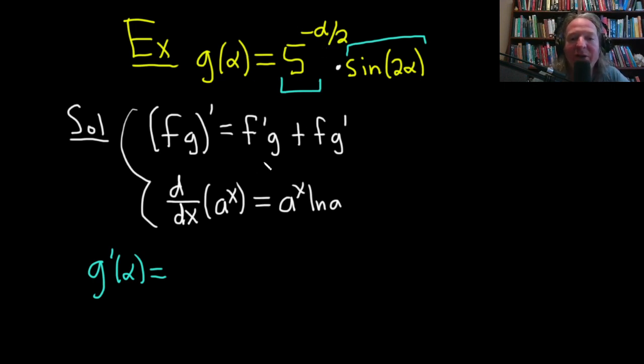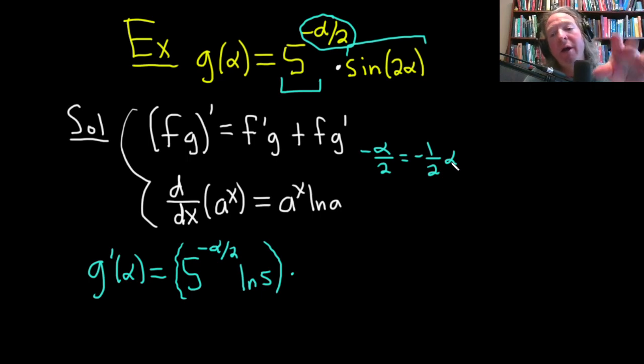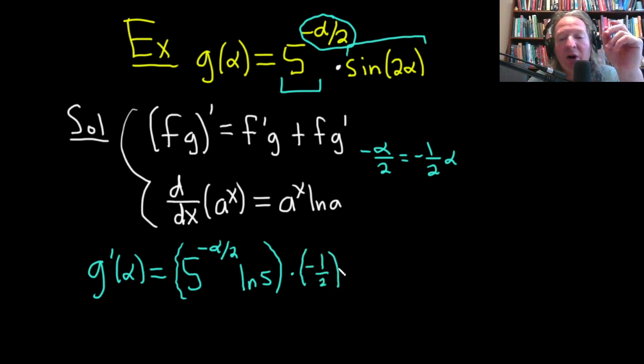So the derivative of the outside is going to be using this formula here. So it's 5 to the negative alpha over 2, ln 5. So this is the derivative of the outside, evaluated at the inside, times the derivative of the inside. So the inside function is this one. That's just negative alpha over 2, which is really negative 1/2 alpha. So when you differentiate this, you're basically differentiating alpha, and the derivative of alpha is 1. So this is going to be negative 1/2. So all of this that I'm putting in brackets here is the derivative of the first.